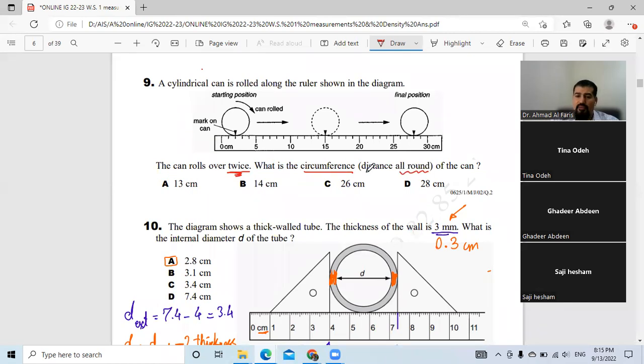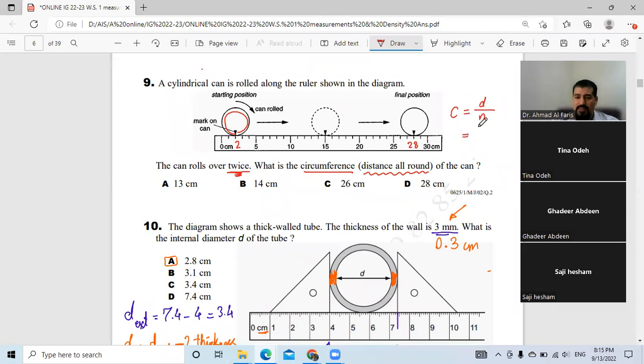Even these keywords, these terminologies, give you the meaning. The distance around once. So what is the circumference of the can? That means they ask about the distance from here to here. Now, as you can see, it doesn't start from 0. This is called zero error. Yes, thank you. So it starts from 2, rolls once to 15, and rolls twice to 28. To be more accurate, to find the circumference, the total distance is divided by the number of rolling times, which is 2.